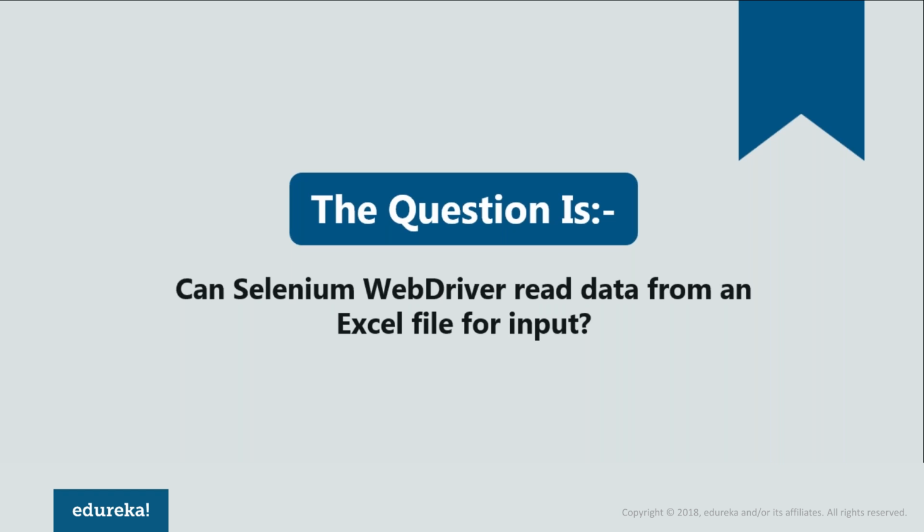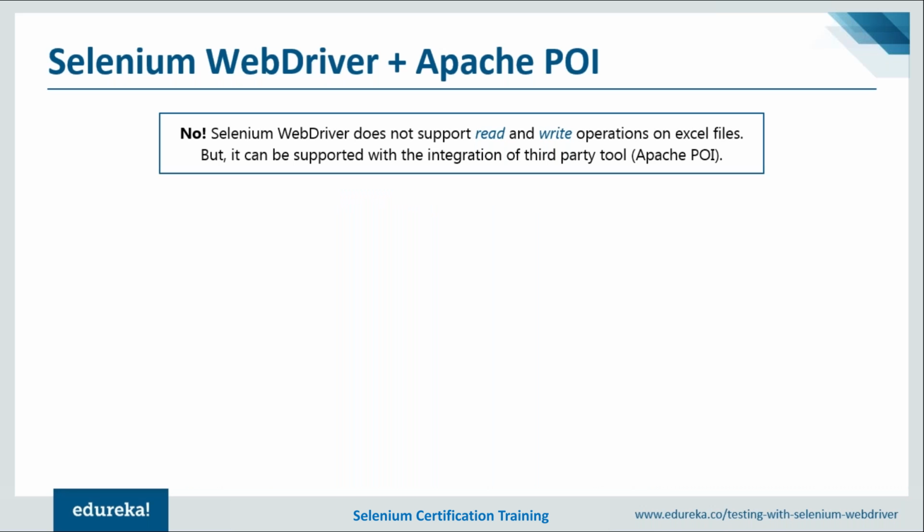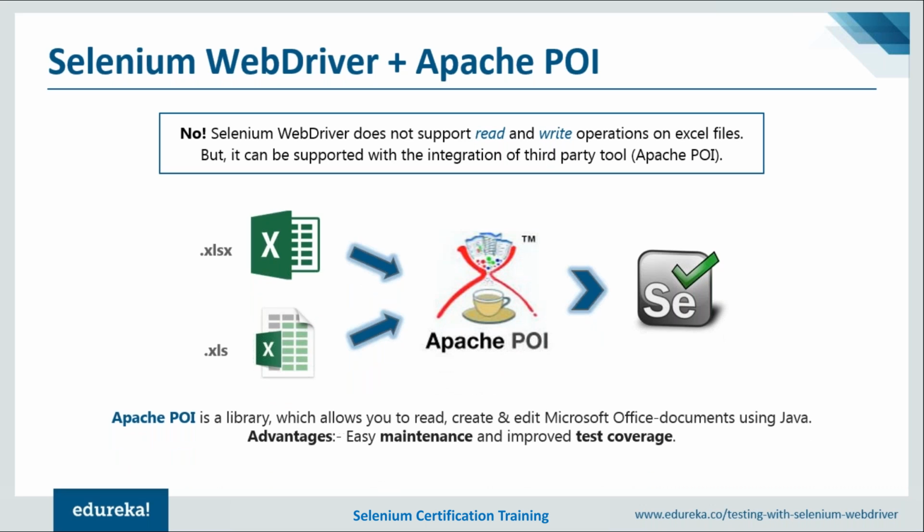And then will come the next question. You can ask, if it cannot read, then how will we feed the data from the Excel to the WebDriver? Correct? That's a brilliant question. And the answer to that is we can use an external tool called Apache POI. Okay? You can use Apache POI for both reading and writing operations on Microsoft files, not just Excel files.